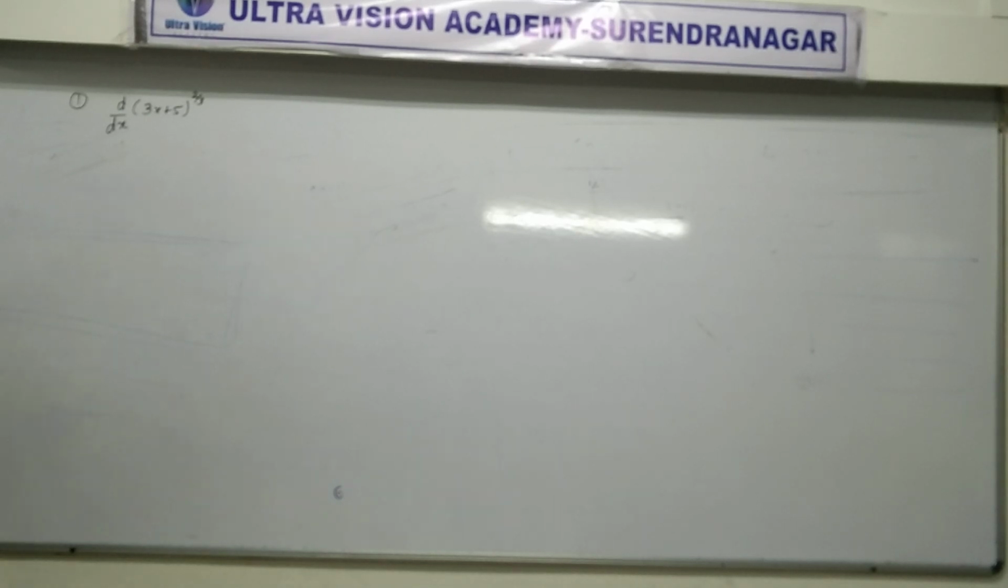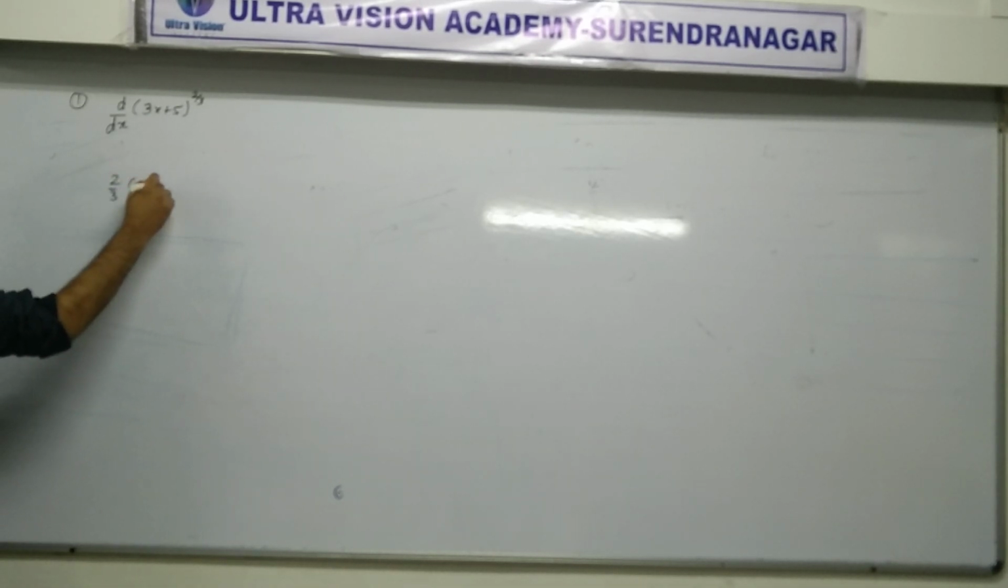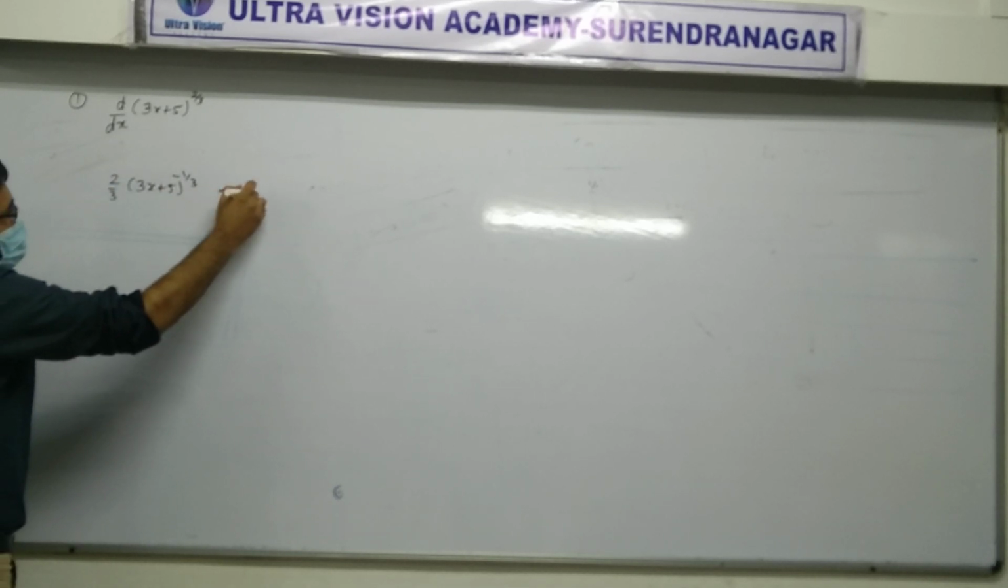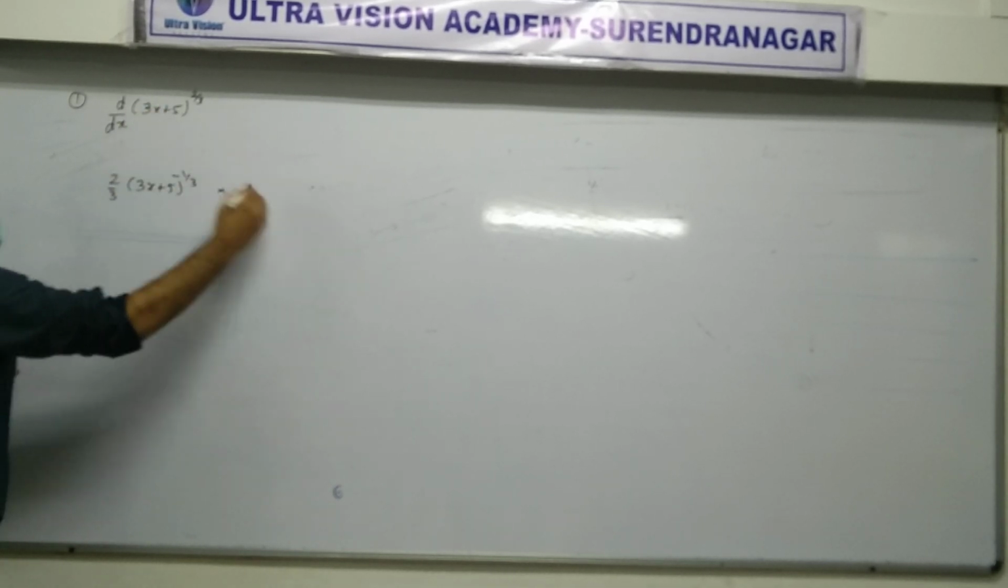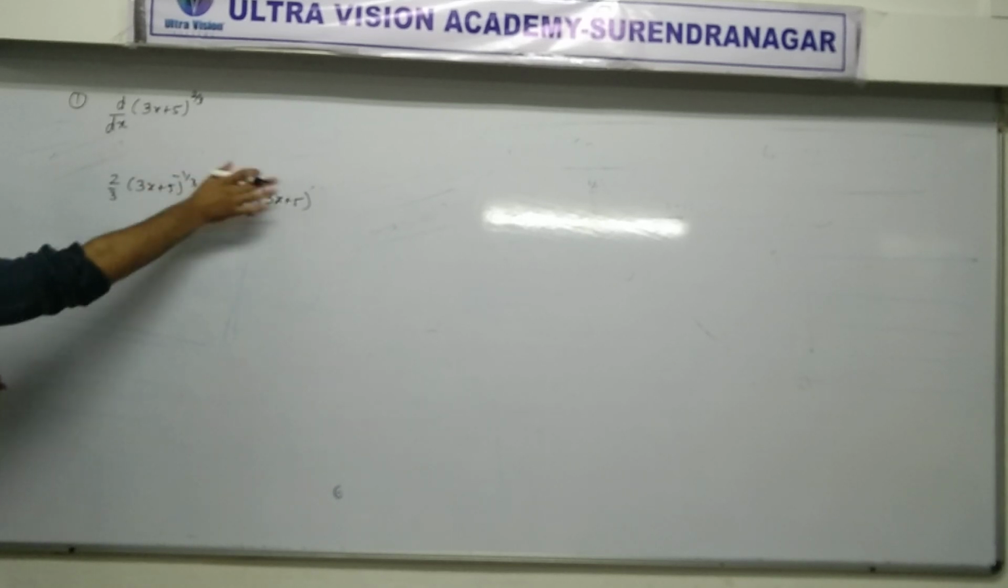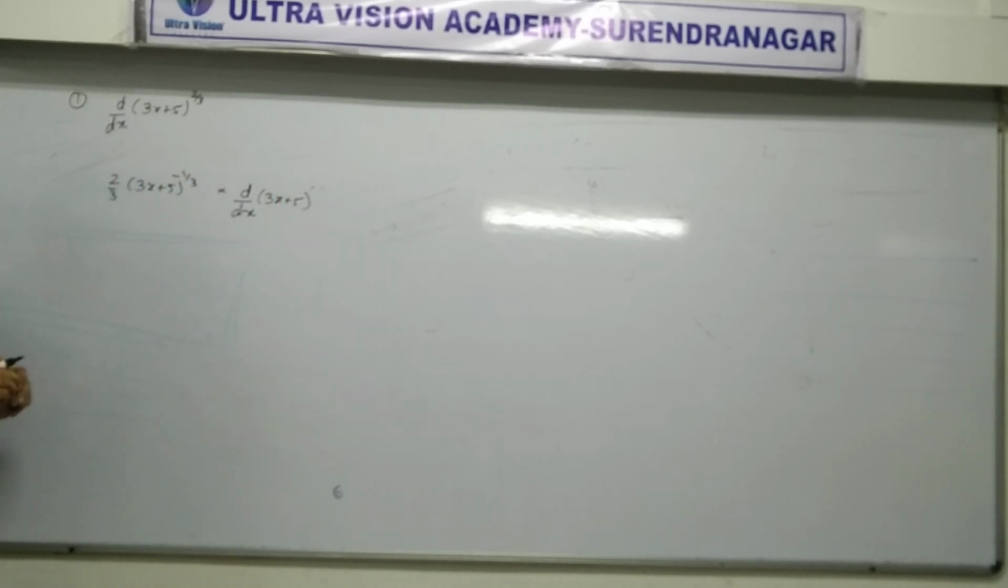2 by 3, 3x plus y raised to 1 by 3, minus. That's it, sure. What's your name? Okay, Rupali. While this is right, we need something more. When we use the chain rule, with this you have to multiply the differentiation of 3x plus 5. This part is okay, but with this, you'll have to multiply the differentiation of 3x plus 5, right?